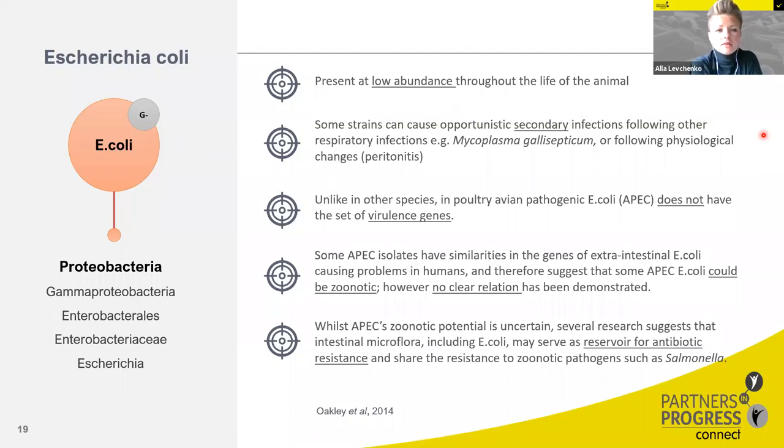And whilst APEC zoonotic potential is not very clear, several research suggest that intestinal microflora, including E. coli, may serve as a reservoir for antibiotic resistance and share these resistance genes with the zoonotic pathogens such as Salmonella. And in that case, then of course, there is a way bigger risk for the human health if the Salmonella that is pathogenic for humans possesses the resistance genes that are shared by E. coli, as an example.